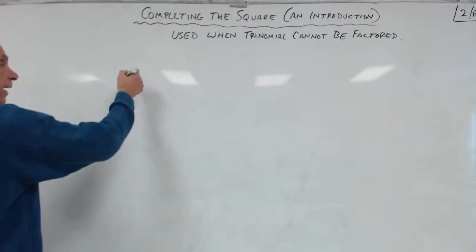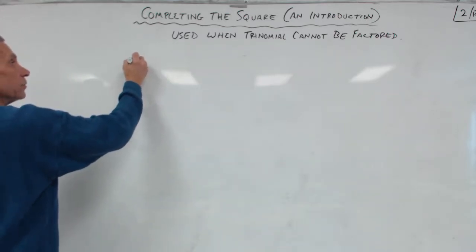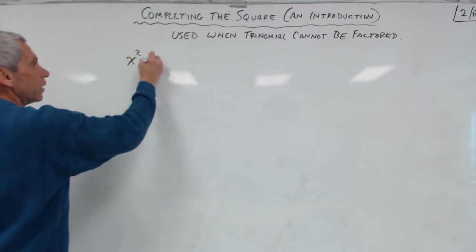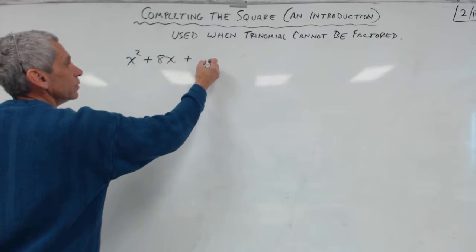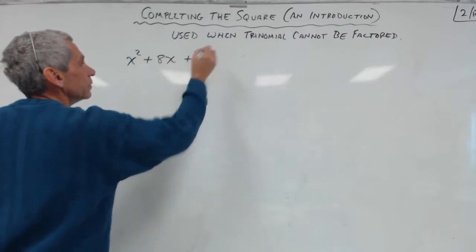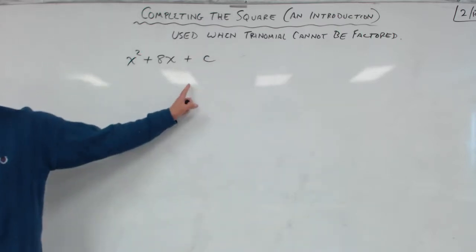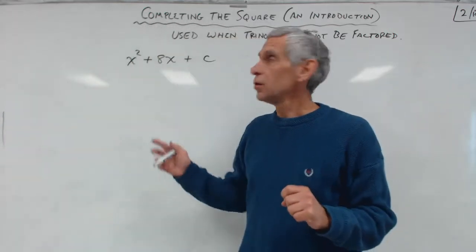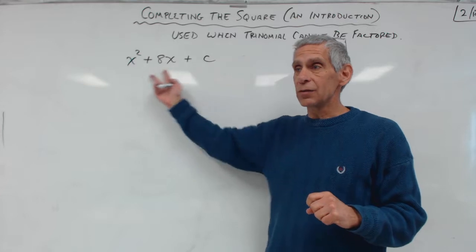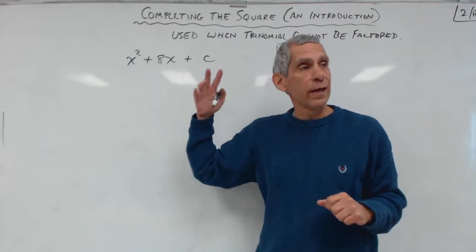So basically, let's say I gave you something like this: x squared plus 8x plus C. And I need to know what C is, right? So the idea is I'm going to complete the square. I want to create a perfect square.